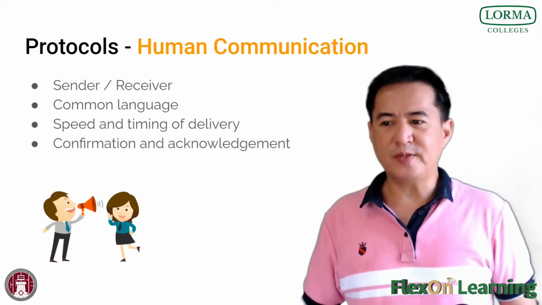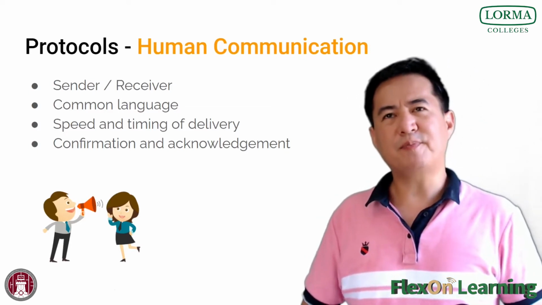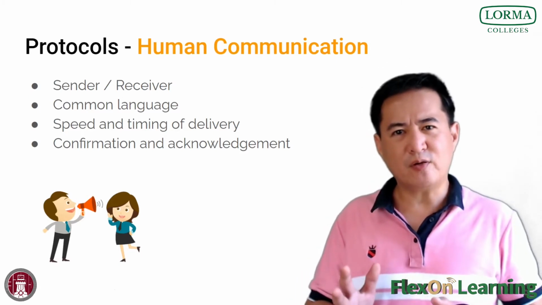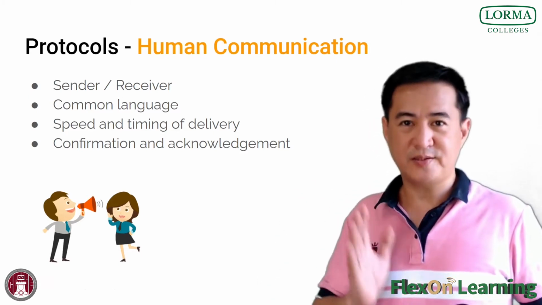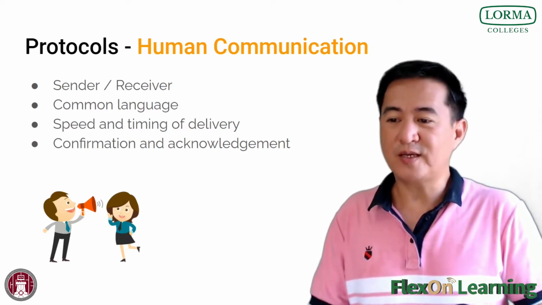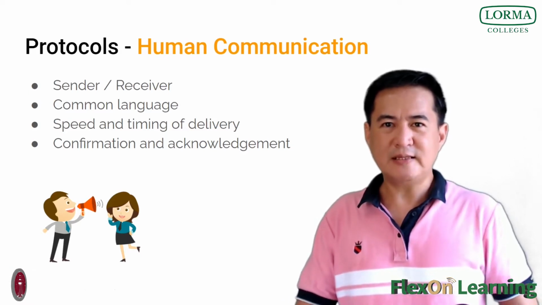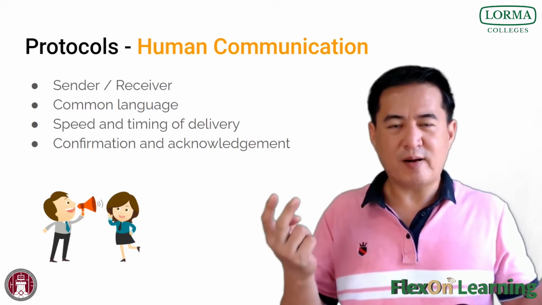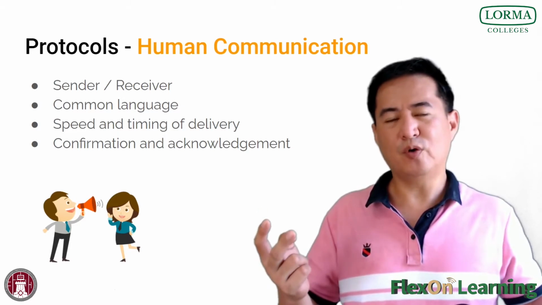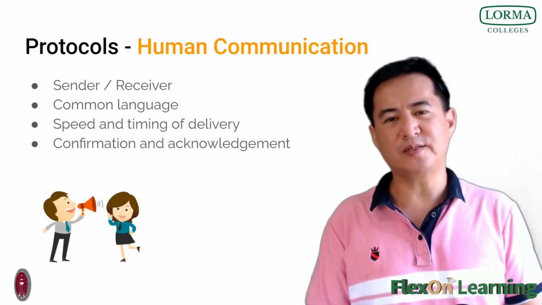In a human communication, we have the sender, the receiver, and a protocol. The protocol says there should be a sender and receiver. The protocol says there should be some form of communication language, a common language that will be used. So again, both parties, two or more of them, should understand the common language they are using.